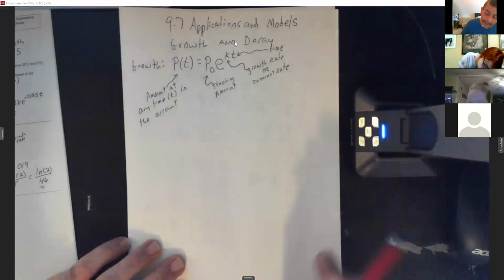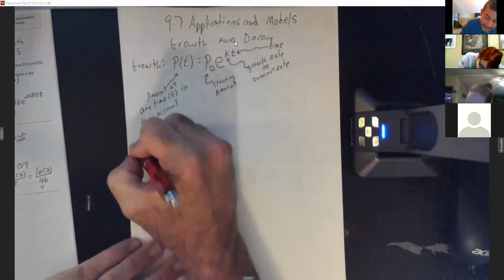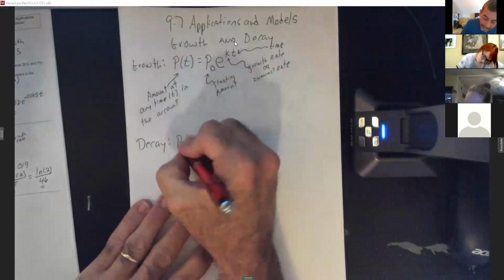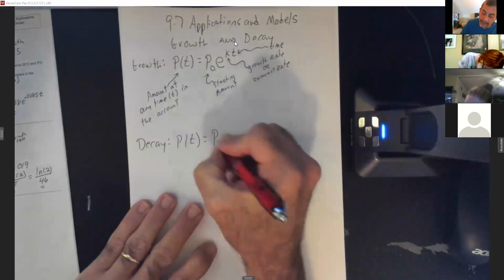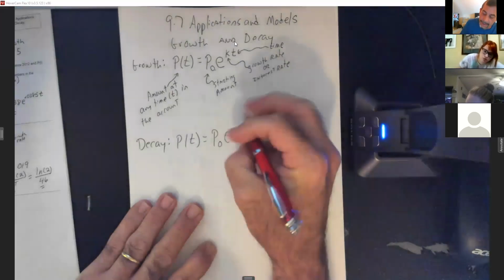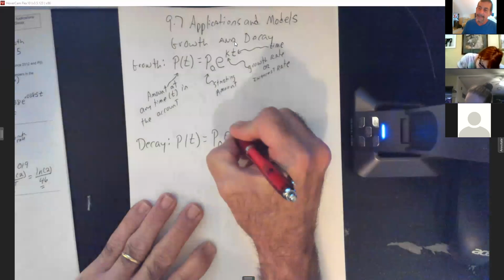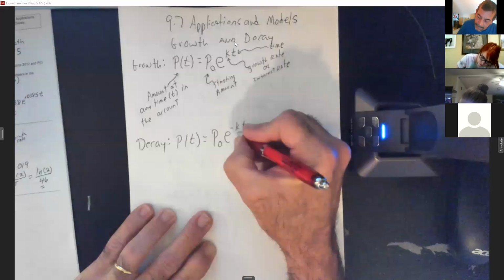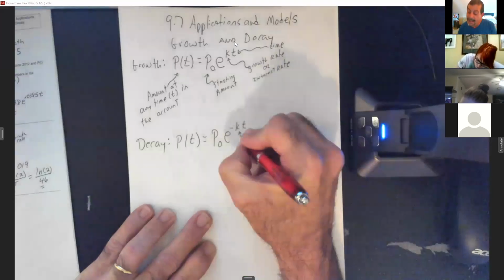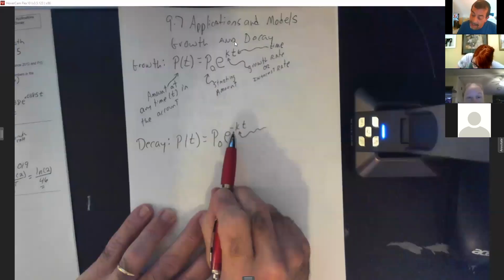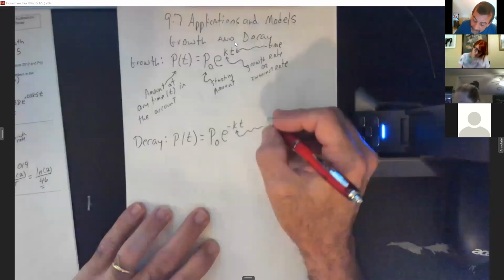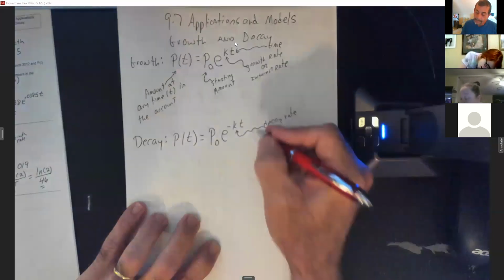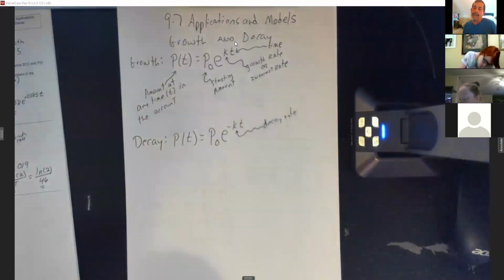Now, decay is the same thing pretty much. It'll be P of t equals P sub 0 e to the negative kt. So the only difference is decay is negative on the decay. Okay, so that's going to be your decay rate. And you'll use it when you see a decline in your numbers, okay?